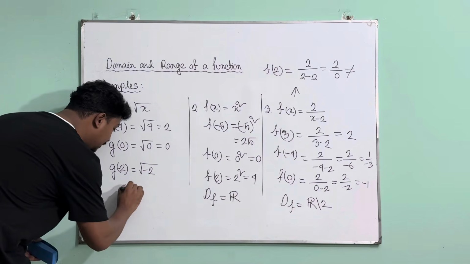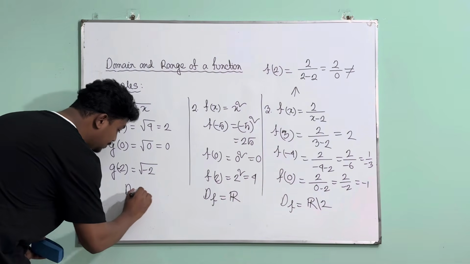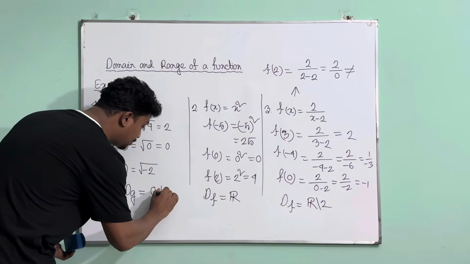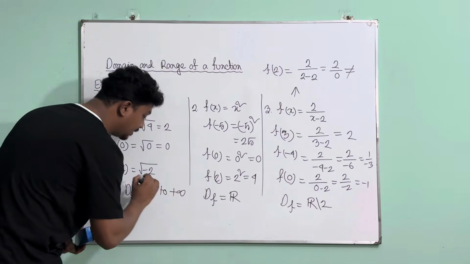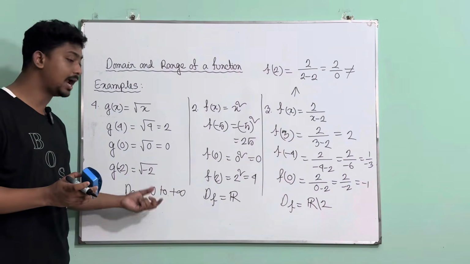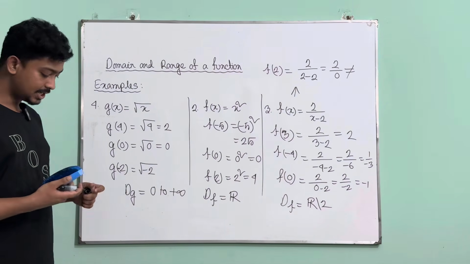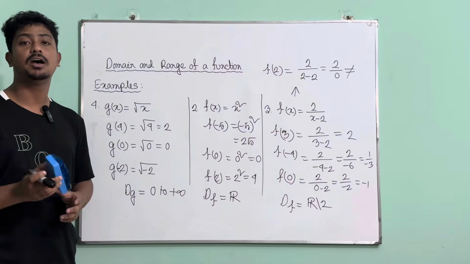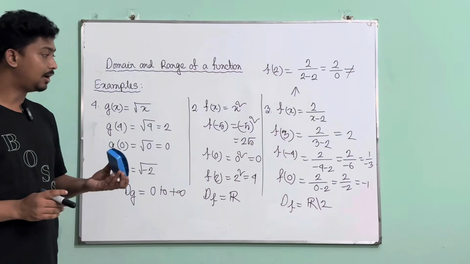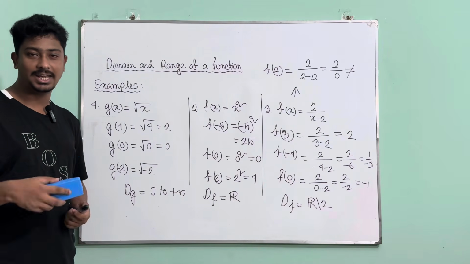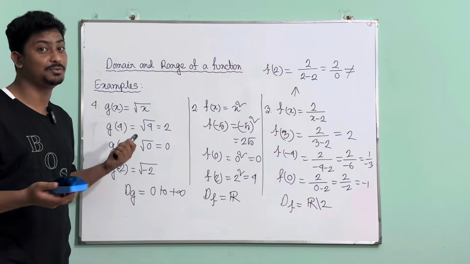So for this function, we can write the domain of g equals all positive numbers, or we can write 0 to positive infinity. That means we can put 0 and all positive numbers, but we cannot put negative numbers. I guess from these examples, the idea of domain is clear. Now, let's move on to range and see what range actually is and whether this is related to domain or not.